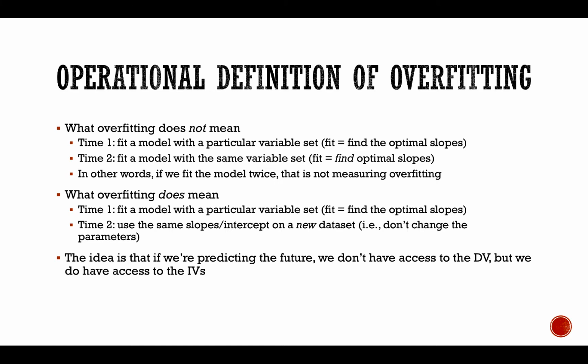So the idea is, if we're predicting the future, we don't have access to the dependent variable. So we can't fit future data, but we do have access to the independent variables. For example, your intelligence probably isn't going to change in the next 6 weeks, nor your socioeconomic status, your height, your weight, those sorts of things. So we're going to use what your values are today to predict what you're going to be 6 weeks from now.